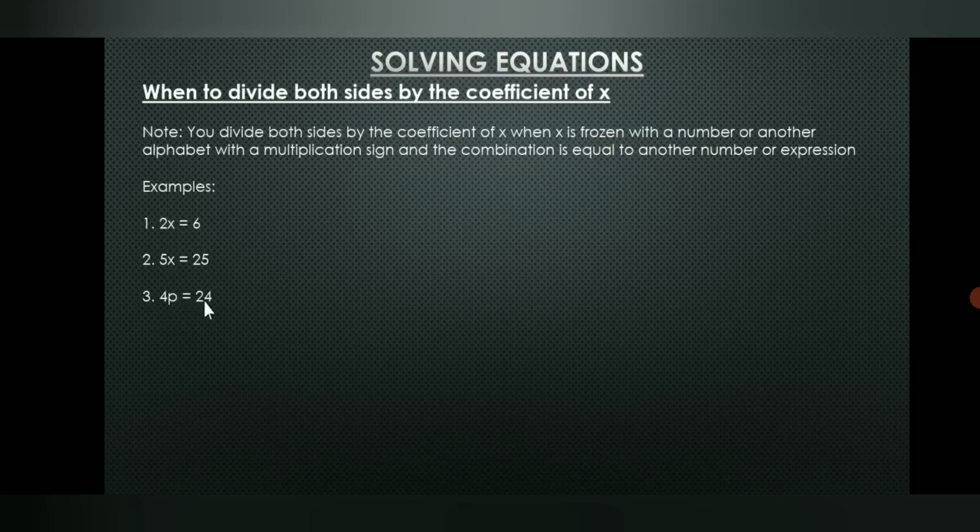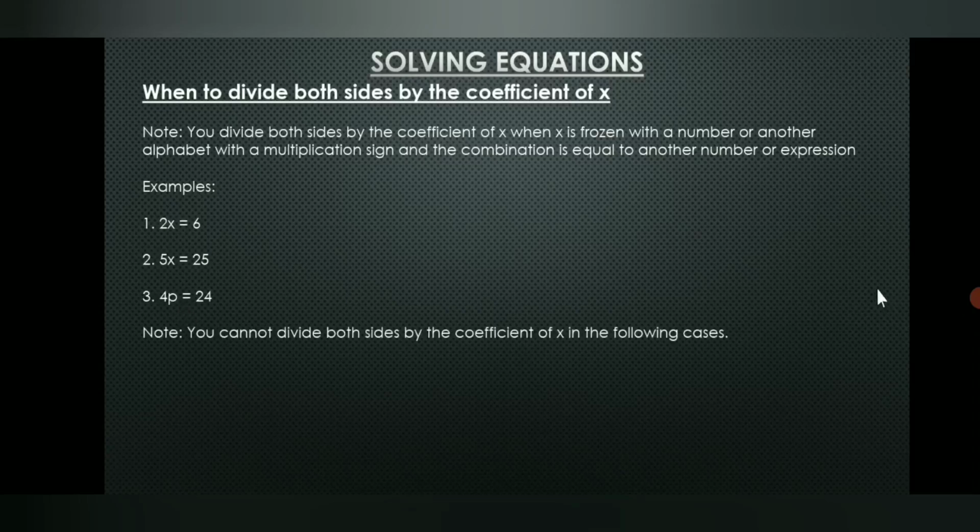And is equals to a number. So these are the conditions. Or let me say, this is the format that an equation would be before you say divide both sides by the coefficient of a particular alphabet, okay? All right, note, you cannot divide both sides by the coefficient of x in the following cases.